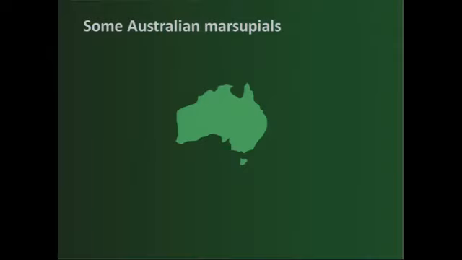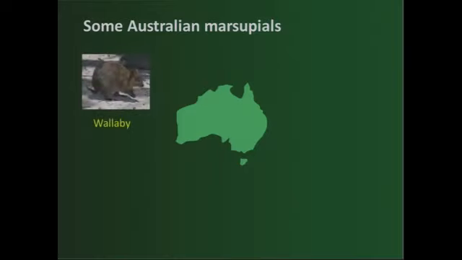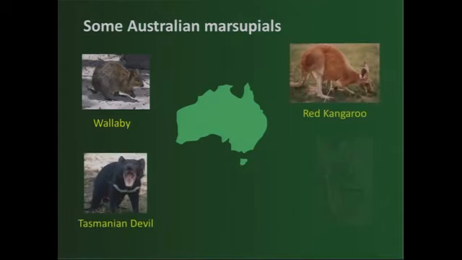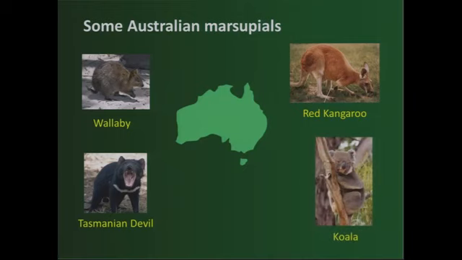There are around 140 species of marsupial found in Australia, most of which are not seen anywhere else. We find, for example, the wallaby, the Tasmanian devil, as it's called, the red kangaroo, the koala, and the wombat. And according to evolutionists, there's a very straightforward explanation for this. Yes, you've guessed it. These marsupials evolved in Australia.